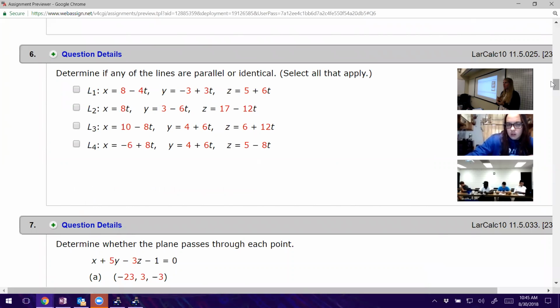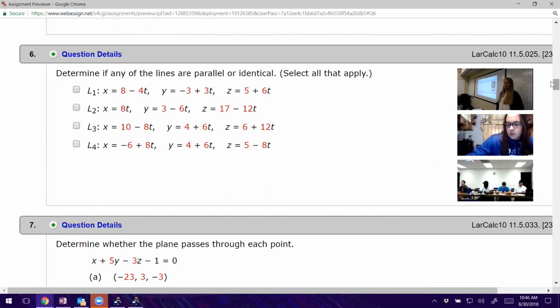Parallel vectors have what in common? How do we know vectors are parallel? Scalar multiple. So once I've got all those direction vectors, we're going to look to see if they're scalar multiples of each other. Any vectors that are scalar multiples of each other would then be parallel. And identical will just mean they're going through the same point, the same line. If they're identical, it'll also be parallel. So that will cover that.